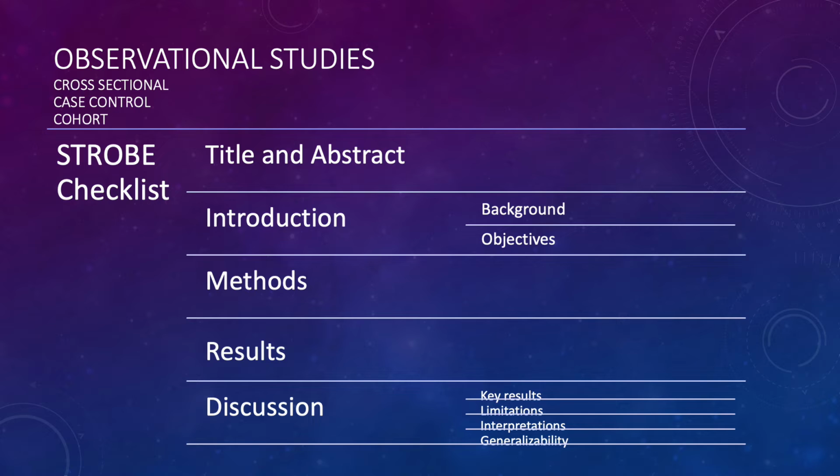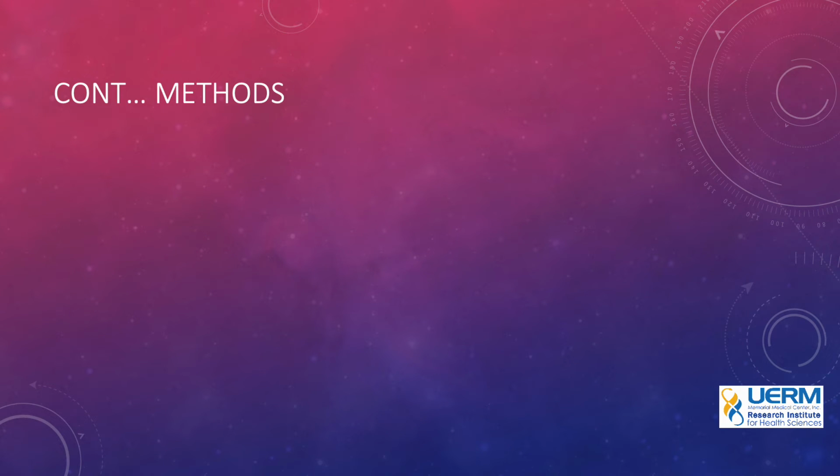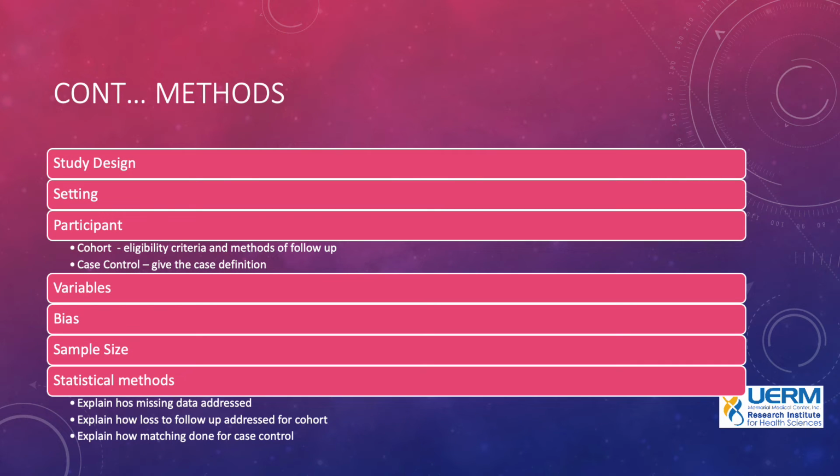So we have the title and abstract, introduction, where we have the background and objectives. We have methods, the results, the discussion, where we have the key results, limitation, interpretations, and the generalizability in a bigger population. Continuing, we have the study design, the setting, the participants. So for cohort, we have the eligibility criteria and methods of follow-up. And for case control, we give the definition of being a case.